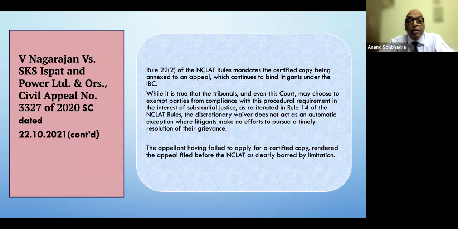And what it says, the appellant having failed to apply for a certified copy rendered the appeal filed before the NCLAT as clearly barred by limitation. This was the Honorable Supreme Court's judgment, and then the appeal was dismissed.